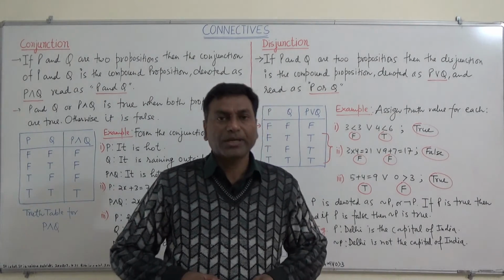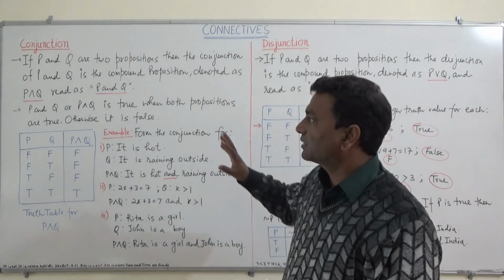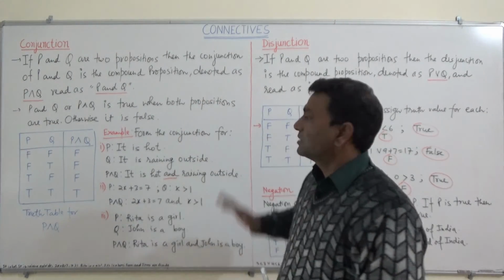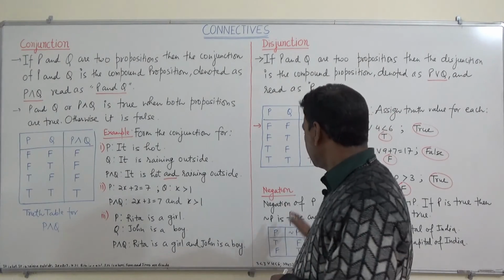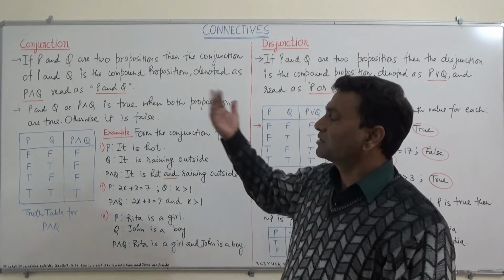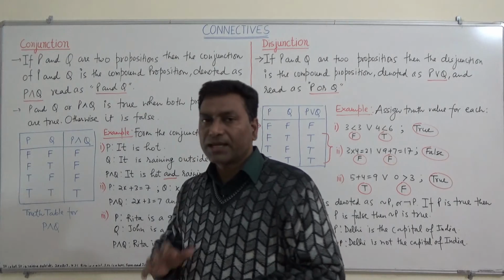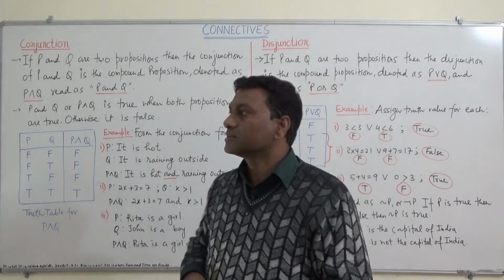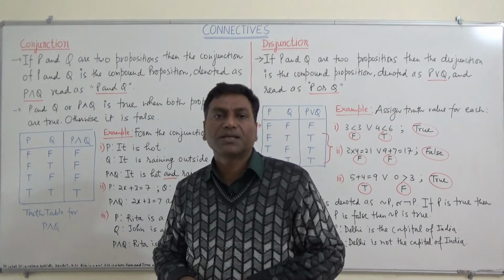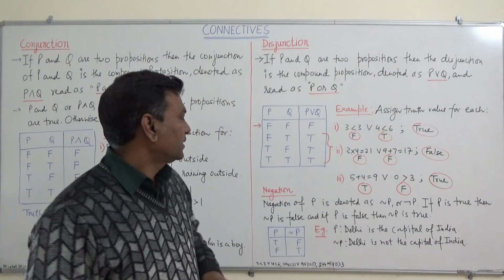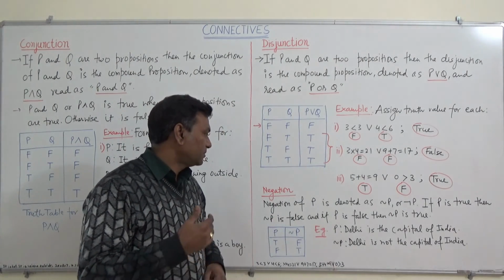So in this video we have seen the three connectives. First is conjunction, second is disjunction, and third is negation. Conjunction is equivalent to the AND operator of digital electronics, disjunction is equivalent to the OR operator, and negation is equivalent to the NOT operator.